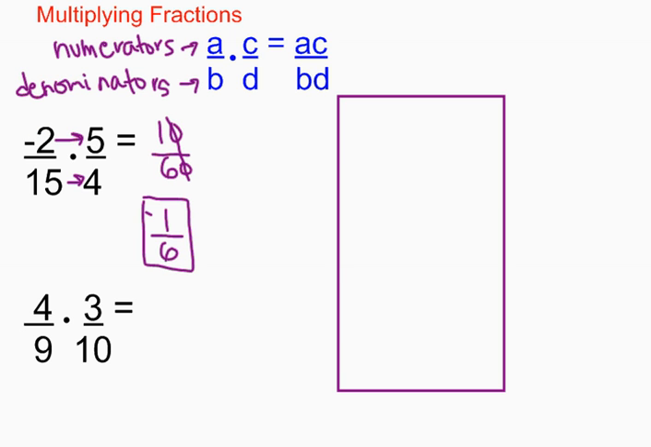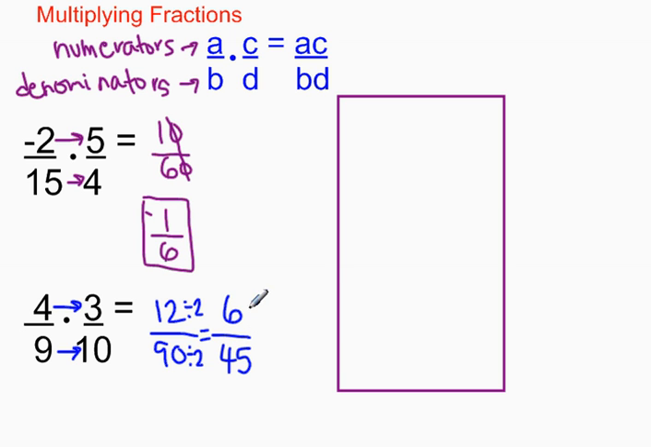Let's go to another problem. I'm going to multiply straight across. 4 times 3 is 12, and 9 times 10 is 90. I can tell this answer is positive because there aren't any negative signs, and I can tell that this answer isn't quite good enough because they're both even, which means I can reduce. I'm going to go ahead and divide by 2 on the top and 2 on the bottom.